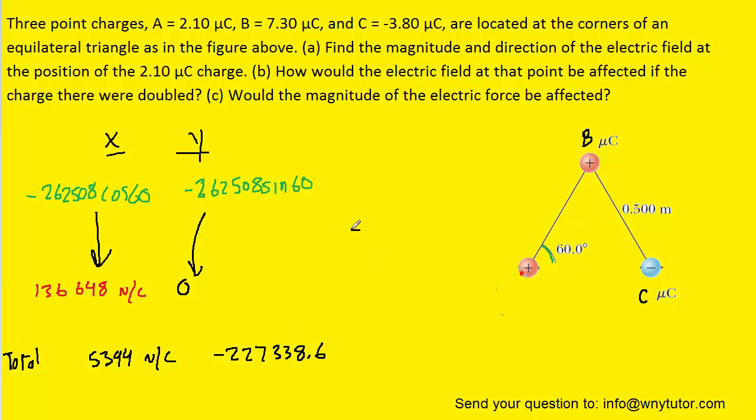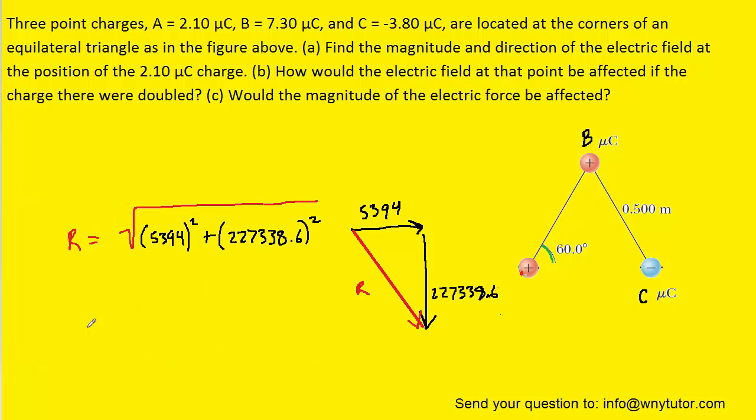So with these total x and y components, what I prefer to do is to draw a new triangle. We're going to have the x component pointing to the right because it's positive, and then the y component is pointing down because it's negative. To find the resultant, which is marked in the red line here, we would just use the Pythagorean theorem. And when you compute that resultant, you should get a value of approximately 222,402.6 newtons per coulomb. So that would be the magnitude of the resultant electric field.